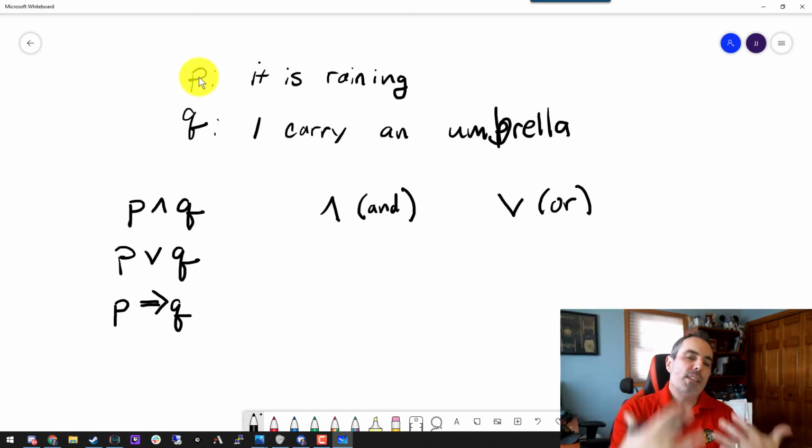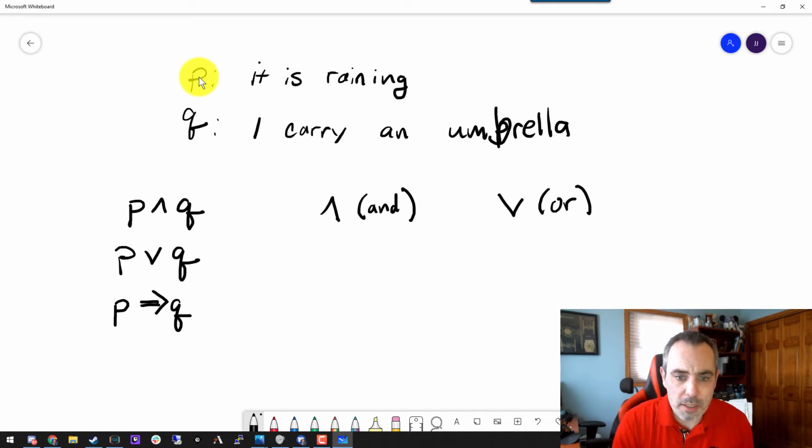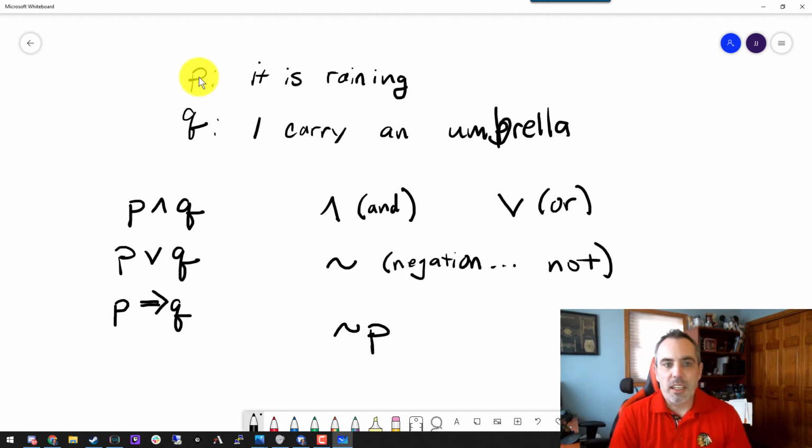So the idea in a truth table is to decide the truth of these statements. Is this a true or a false statement? The only other one that I think we need right now is this symbol, which is a negation. In other words, it simply means not. So if I were to say this, it is not raining, or I am not carrying an umbrella.